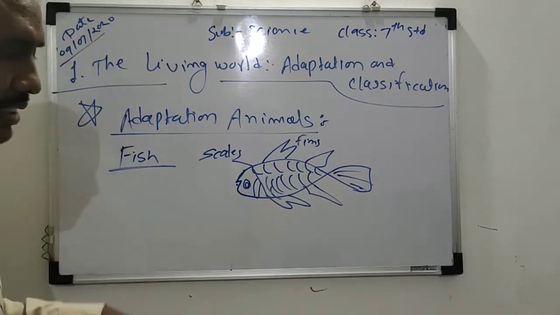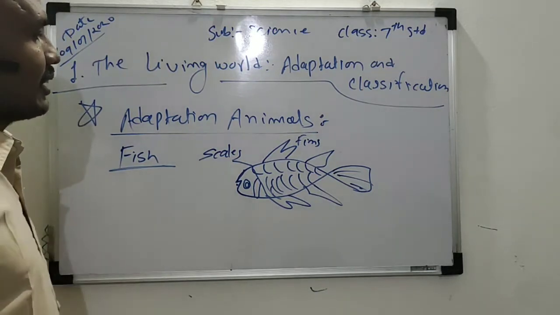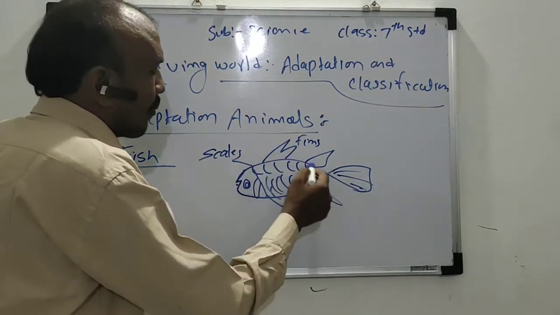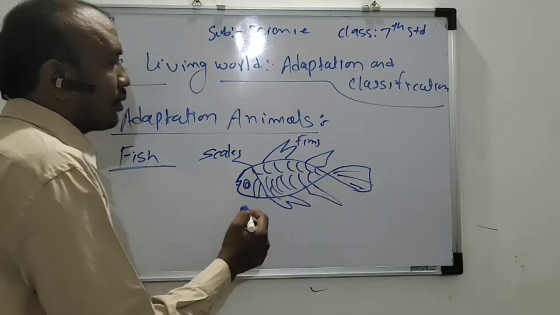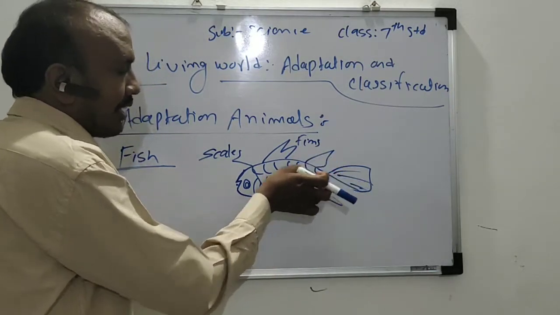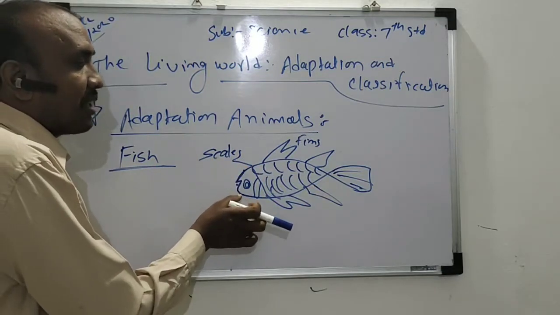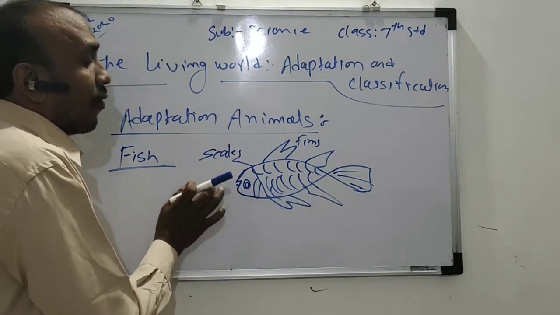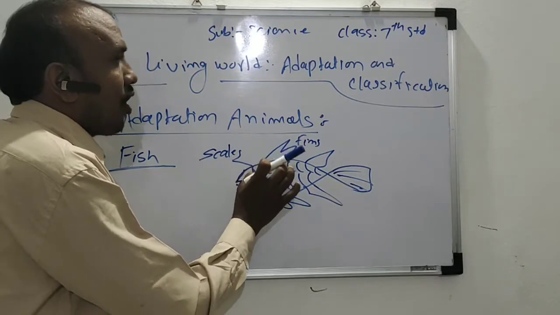It's the first characteristic of that. Second, the spindle-shaped body is there. Spindle means what? The body decreases in size toward the tail side and the face side. So what is the use of that? The use is very less resistance of water.